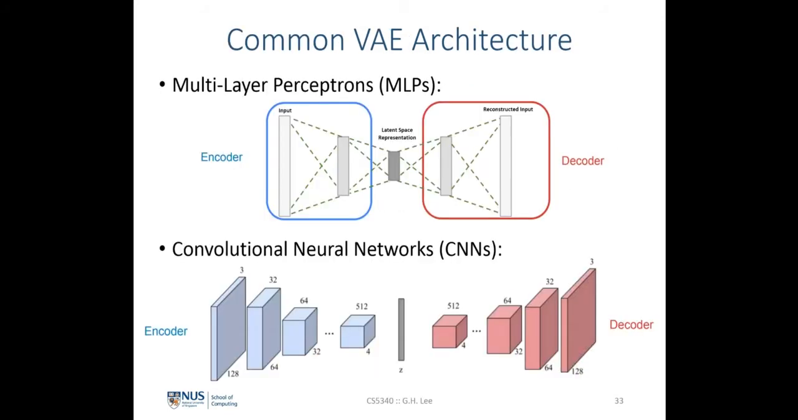Here's some common architecture for the variational autoencoder. We can either use the multi-layer perceptron. This means that all these inputs, outputs, and the hidden layers will simply be neurons that are connected by different weights over here. And this would be suitable for inputs that are vectorized in this particular form. Otherwise, we can also make use of convolutional neural networks to form the variational autoencoder architecture.